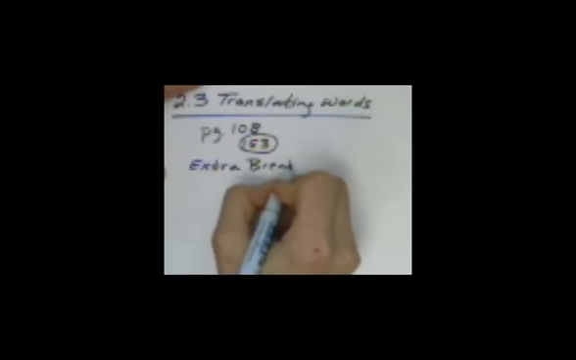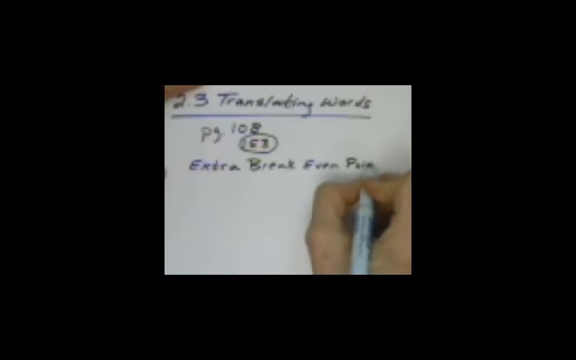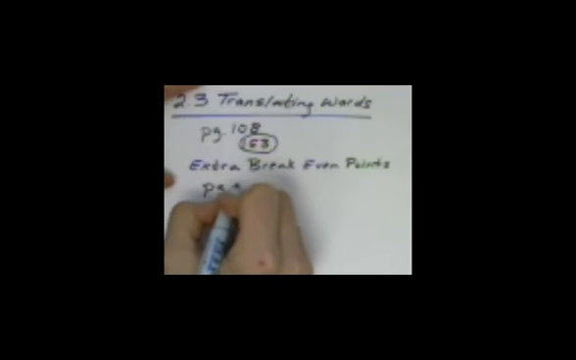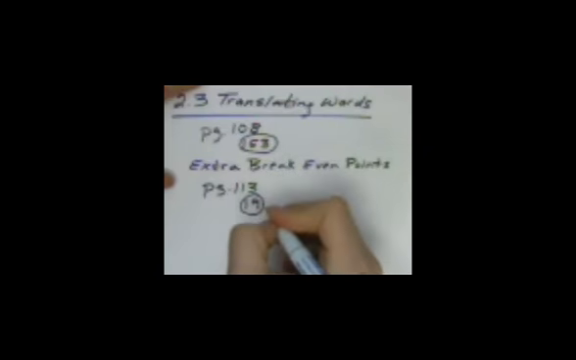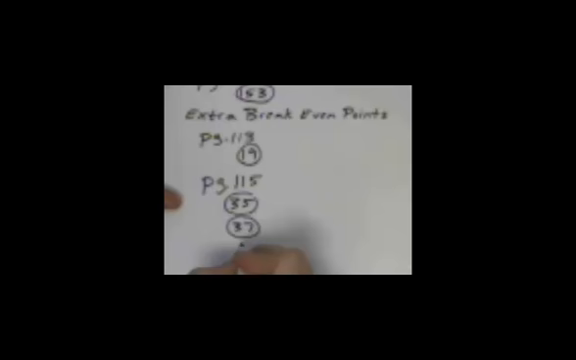Then you will see me work just an extra problem. It's not in your textbook, but it's another word problem on break-even points when you're dealing with money. After that, we'll move to page 113, number 19, and then to page 115. I'll show you example number 35, number 37, and number 39.